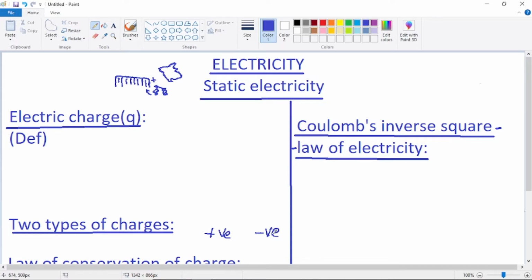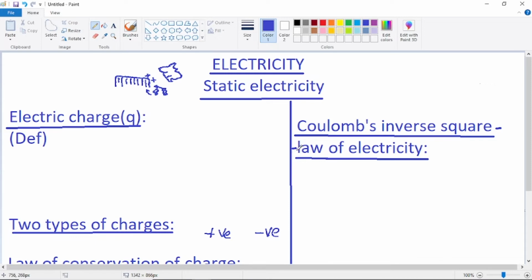One is positive charge and the other is negative charge. So it is found that whenever electricity or electric charge is formed by friction, friction means rubbing here. One substance is rubbed against another substance, which means friction is present between them. So it's called frictional charging or frictional electrification. In frictional electrification, it is always found that the rubbed substance, this comb, develops positive charge, and the rubber actually develops negative charge.